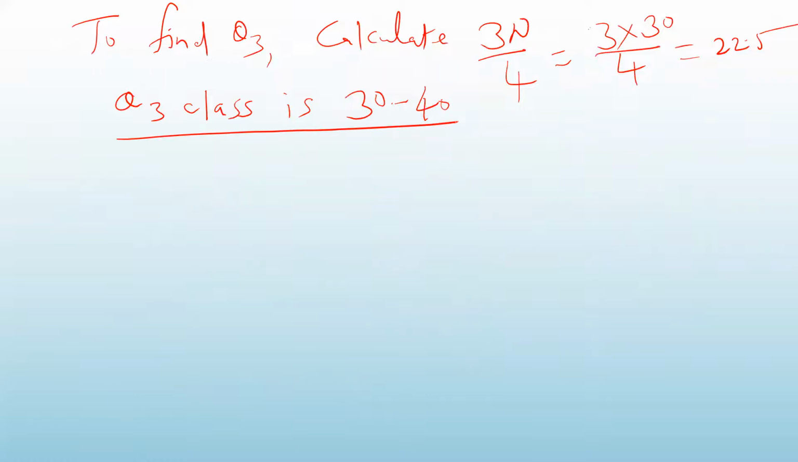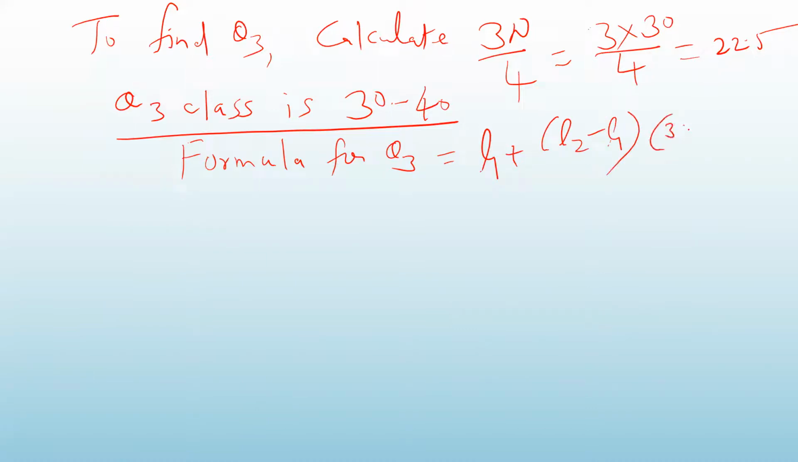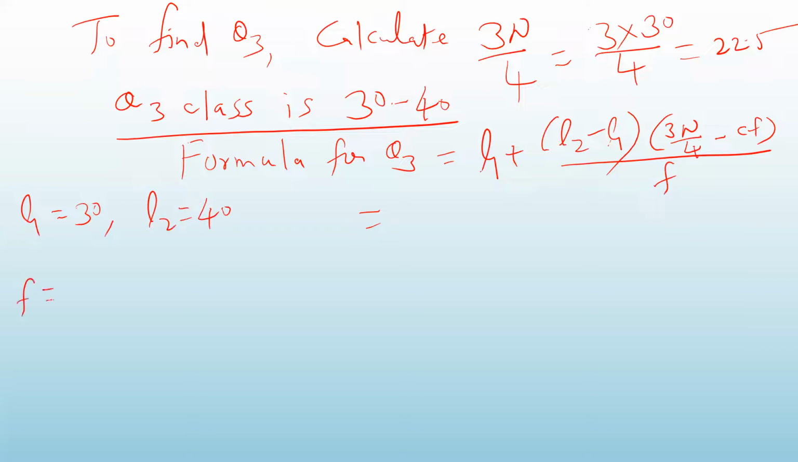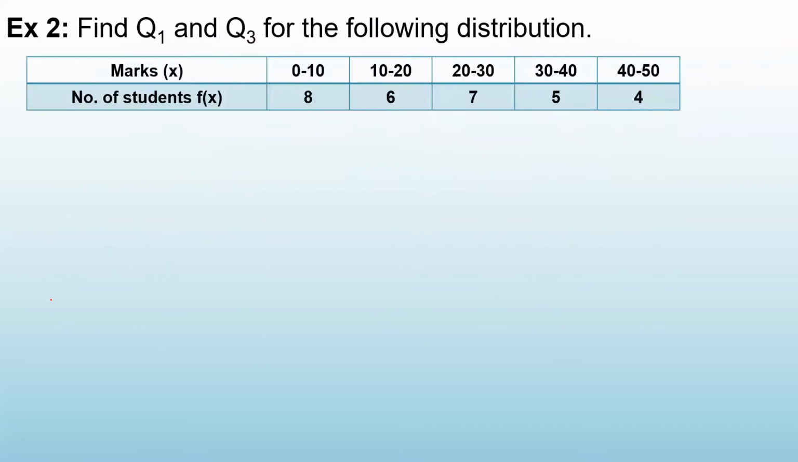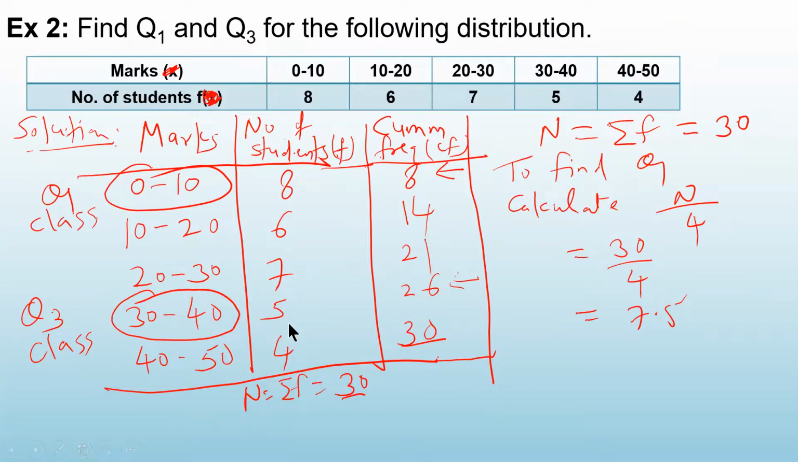Now, apply the formula. What is the formula for Q3? Last step. Formula for Q3 is what? L1 plus (L2 minus L1) into, in the other bracket, (3n by 4 minus CF) divided by F. Okay. Now quickly write down. What is L1? यहाँ आप साइड में लिख सकते हो. L1 कितना है? 30. What is L2? What is F? 30-40 का कितना है? 30-40 का फ्रीक्वेंसी 5 है. तो F का वैल्यू 5.